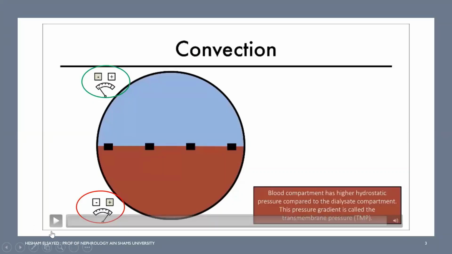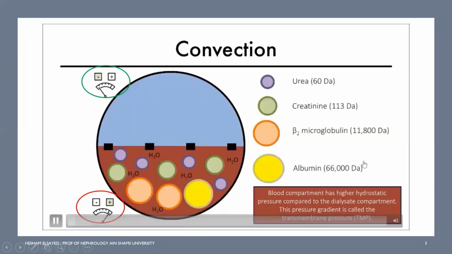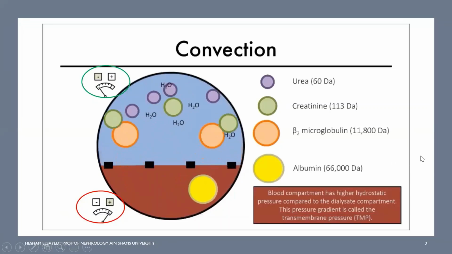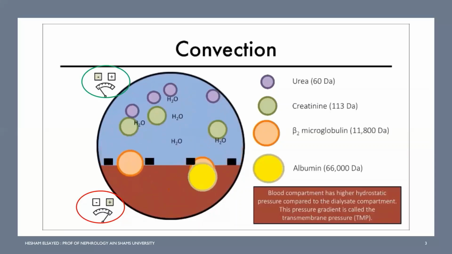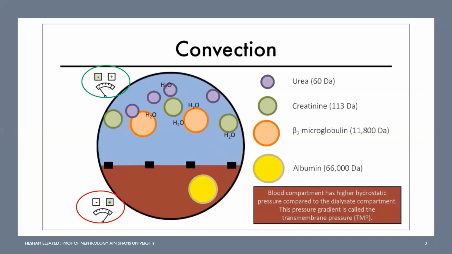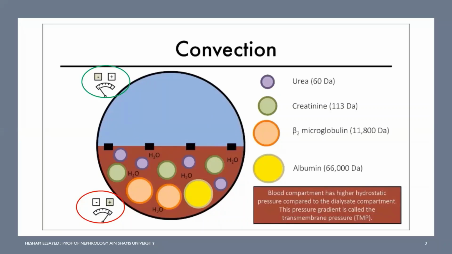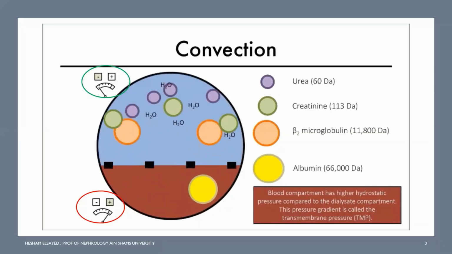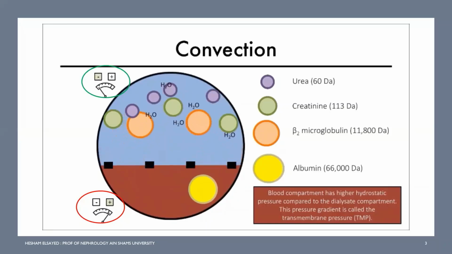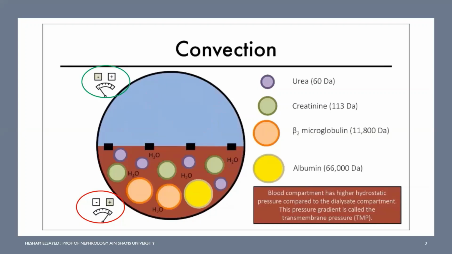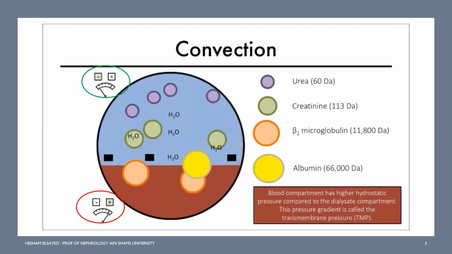So convection in hemodiafiltration is extremely high, reaching about 25 liters in the post-dilution mode of hemodiafiltration. This convection needs too much water removal and subsequently increases the transmembrane pressure. And this is hard on the dialysis membrane because of the higher hematocrit and the higher protein content, what is called the protocrit.